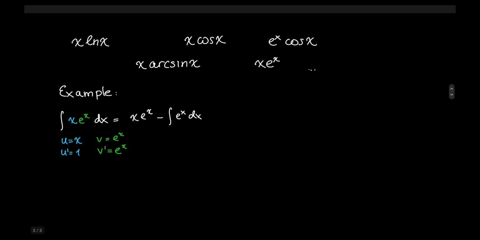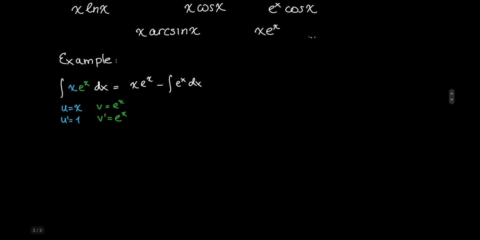Now, as you can see, this integral has become easier to solve, because when we do the integral of this part right here, we know that the answer we're going to get is simply e^x plus c. So that means the final answer is going to be x times e to the power of x minus e to the power of x, and of course plus c at the end, since we're solving indefinite integrals.